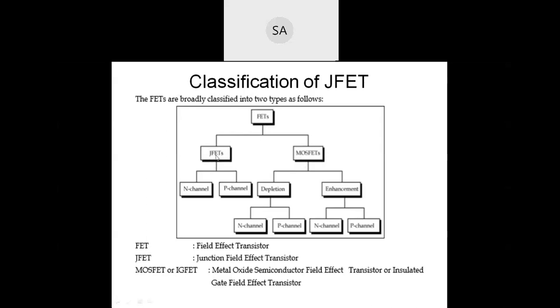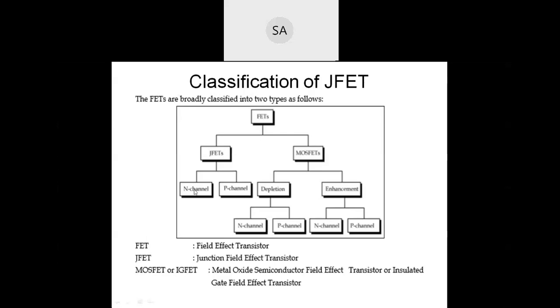Then JFETs are again classified into two types: one is N channel and another one is P channel. So these are the topics we have covered. What is FET, what is JFET, what is N channel, what is P channel, how it is working, what are the characteristics of the N channel. Whatever we have discussed for N channel is similar to the P channel; only the polarities will change, and the diffusions and channel will change.